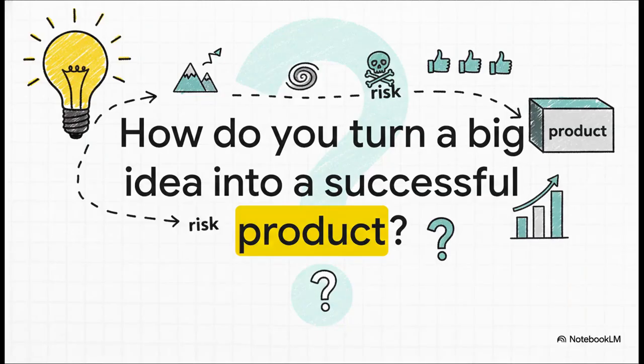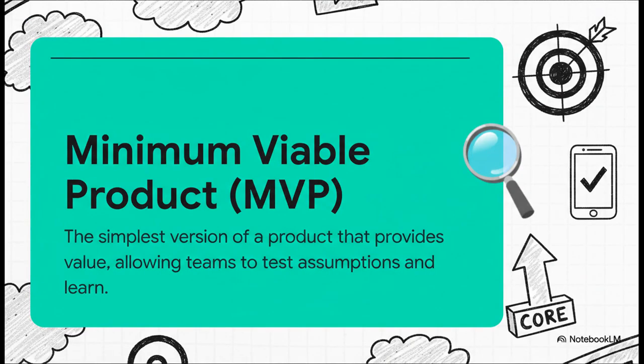Every game-changing product starts with a huge idea. But here's the problem. How do you take that big idea and turn it into a real, successful product without going completely broke in the process? How do you know if people will actually want what you're building before you sink months or even years into it? Well, the answer is the minimum viable product, or MVP.